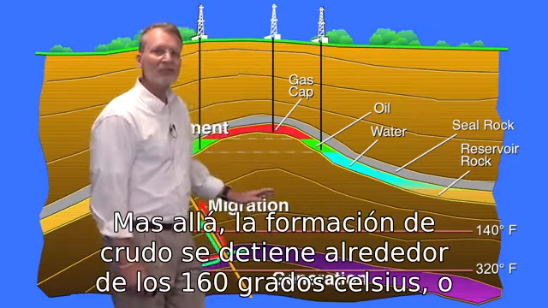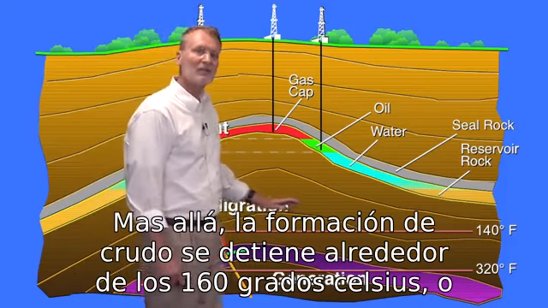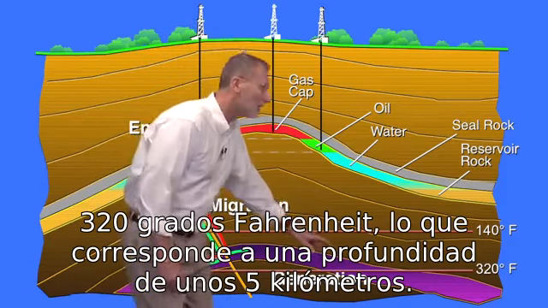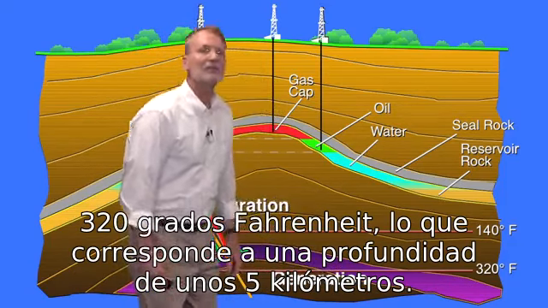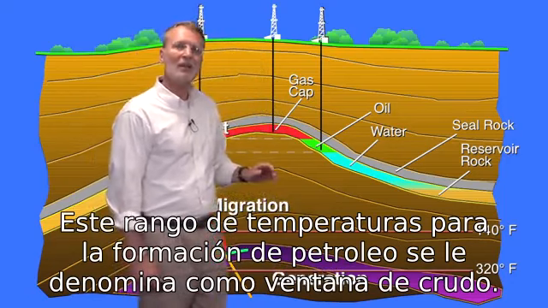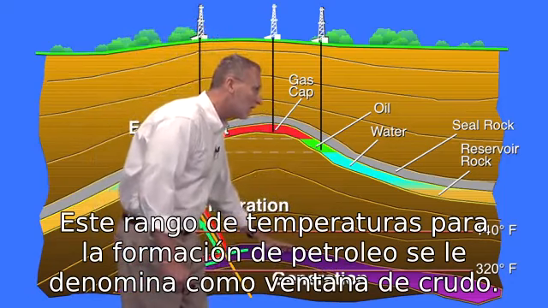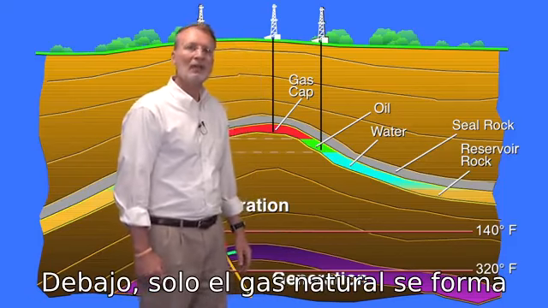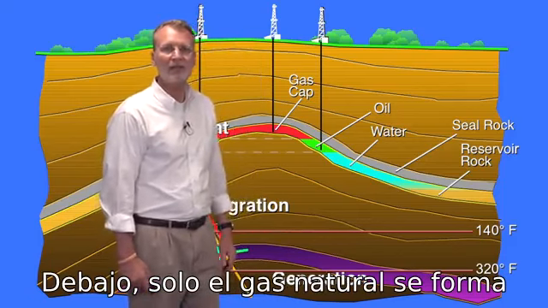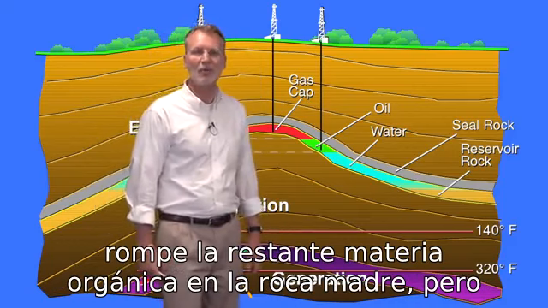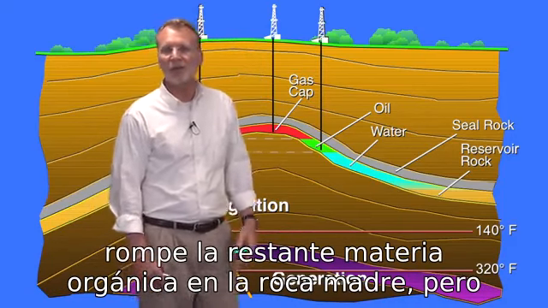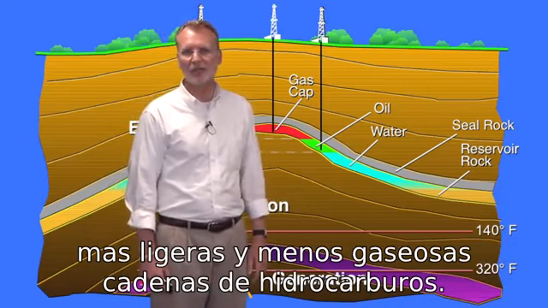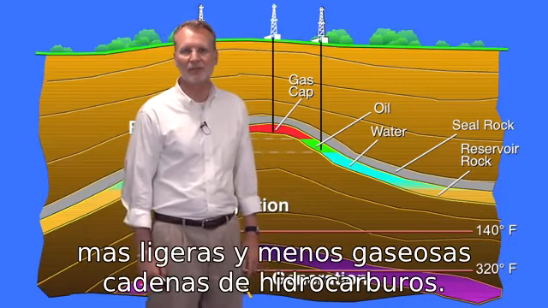Furthermore, oil formation stops at around 160 degrees Celsius or 320 degrees Fahrenheit, which corresponds to a depth of about 5 kilometers. This temperature depth range for oil formation is known as the oil window. Below it, only natural gas forms, as the higher heat at these depths not only cracks the remaining organic matter in the source rock, but also any oil remaining in the rock, which is broken down into shorter and lighter and thus gaseous chains of hydrocarbons.